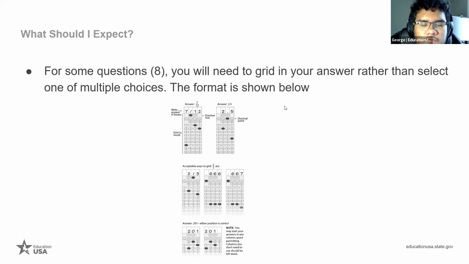Now, for certain answers, there's actually more than one way you can bubble them in. For example, the fraction here, 2/3, is a non-terminating fraction, meaning that in decimal representation, the writing goes on infinitely. It's a series of 6s that go on infinitely. Obviously, you can't express that readily.